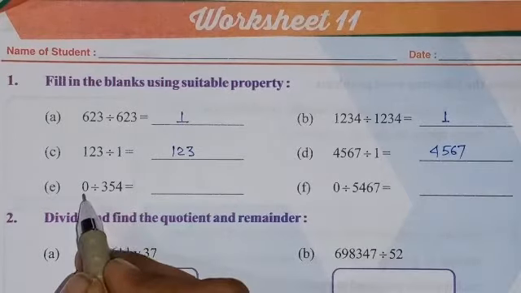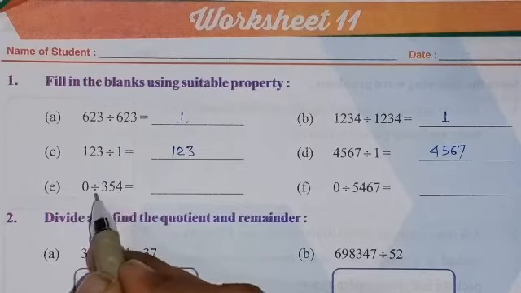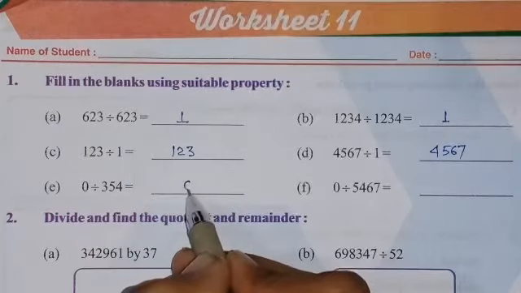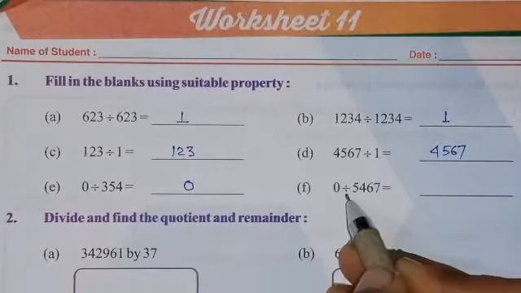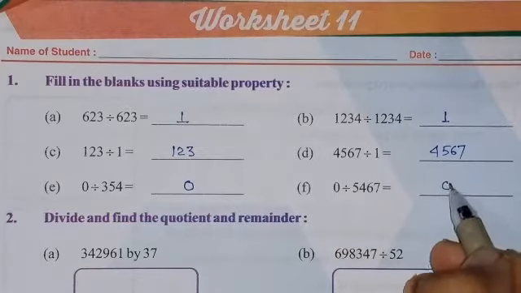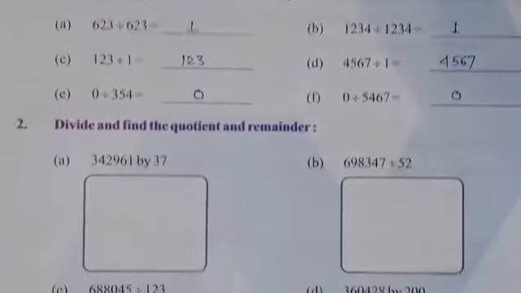In this question, 0 divided by this number. 0 divided by any number, we get 0. Okay students, again 0 divided by any number, the answer will be 0. See the next question, number 2.